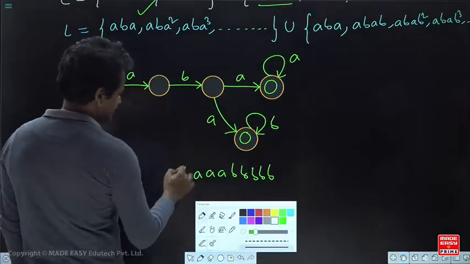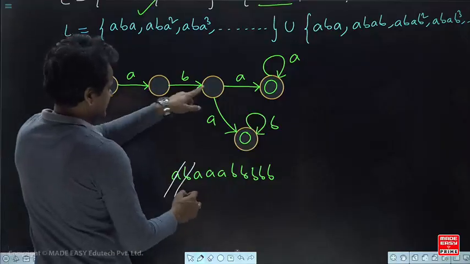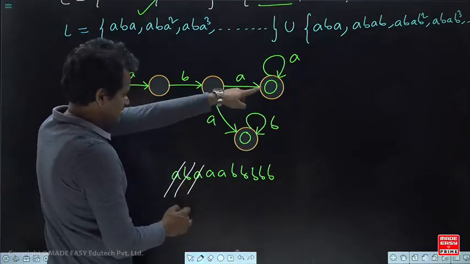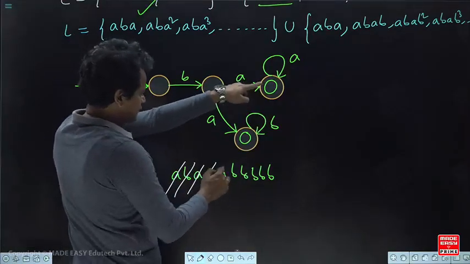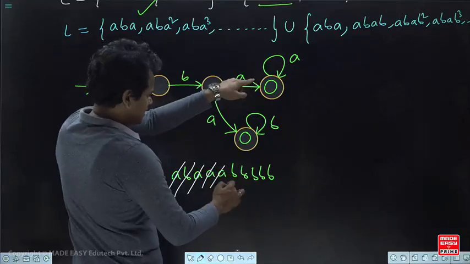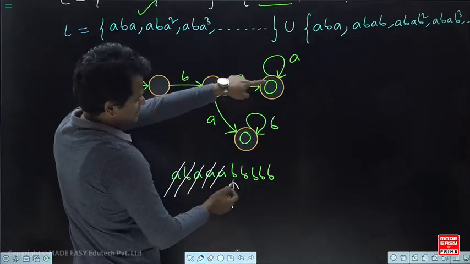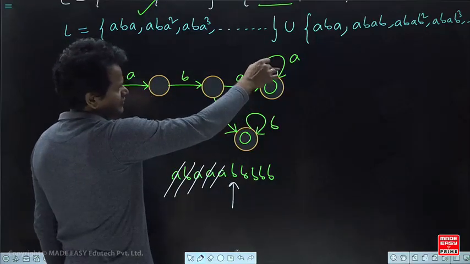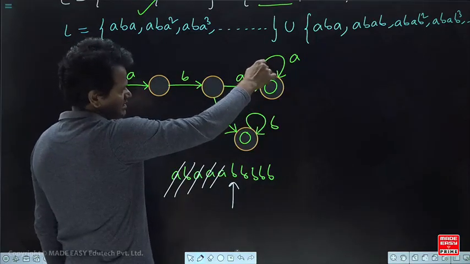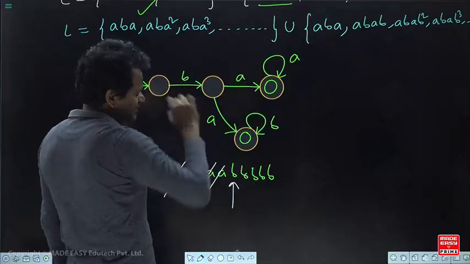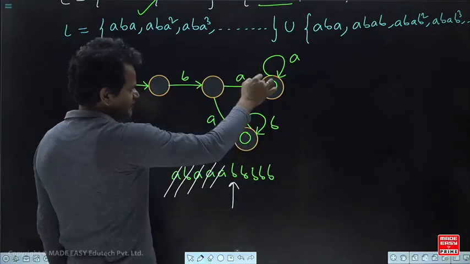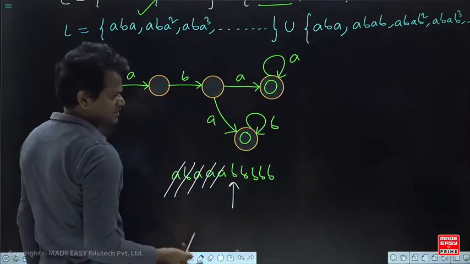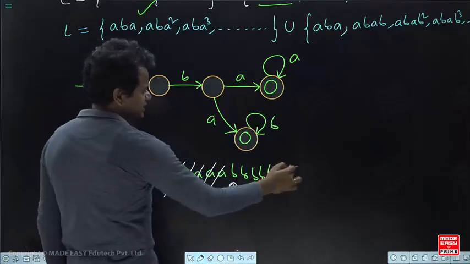So let us check. A, it comes to this. B, it comes to this. A, it comes to this. A, self loop. A, self loop. And in this state we are. The input symbol is b, but we have not defined a transition at this state for input b. So the machine stops here, and it stops in the final state. Accepted or not accepted? Even though it stops in final, the string is not accepted.